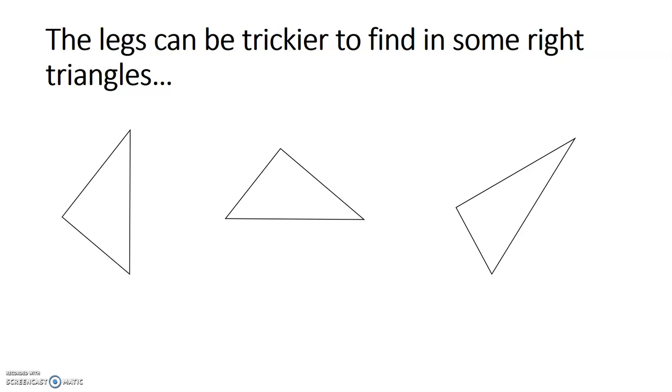And then again, when we mentioned how when you rotate the right triangles, it makes them look a little bit different. So like all of these are right triangles. But if you find where the L shape is, or where the right angle is, that's how you figure out which two sides are the legs. So notice once you find where the L shape is or the right angle is, that's the two sides that are the legs.